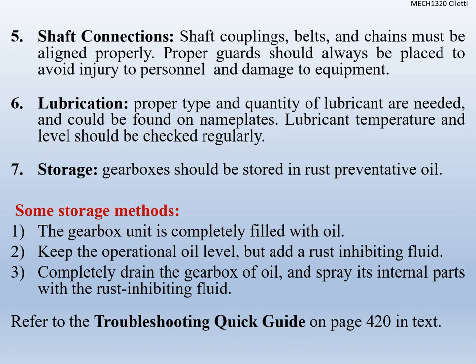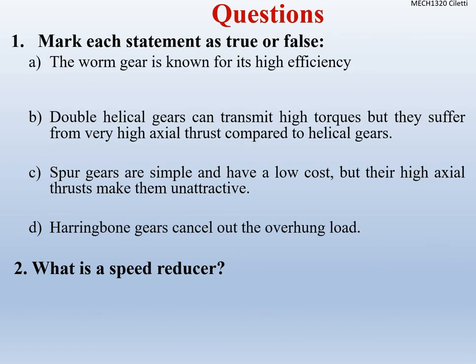Gearboxes need to be stored in rust preventative oil, ideally. Generally, your gearbox is going to be full of oil inside anyways. You want to keep the operation oil, but add rust-inhibiting fluid in there so that there are no contaminants inside or any way for those gears to rust from the inside out. Completely drain the gearbox of oil and spray its internal parts with the rust-inhibiting fluid. This is if you take a gearbox apart, you're not using it, and it needs to sit there for a while. But you can go back through page 420 in your text and read through that a little bit more as you go.